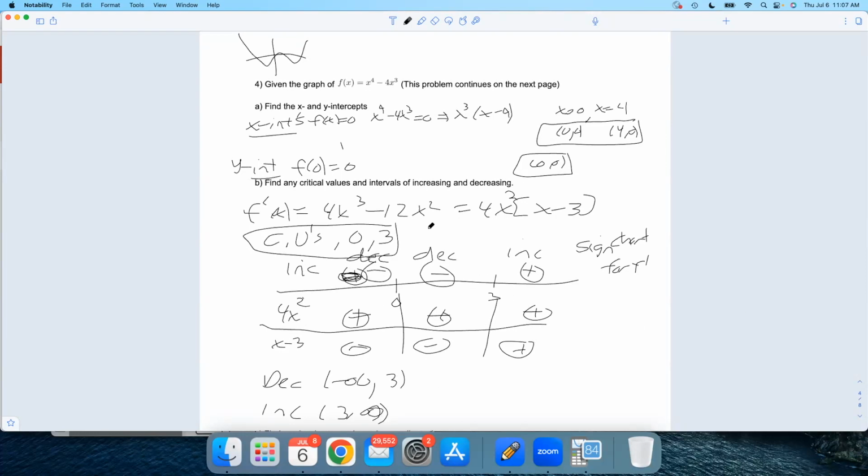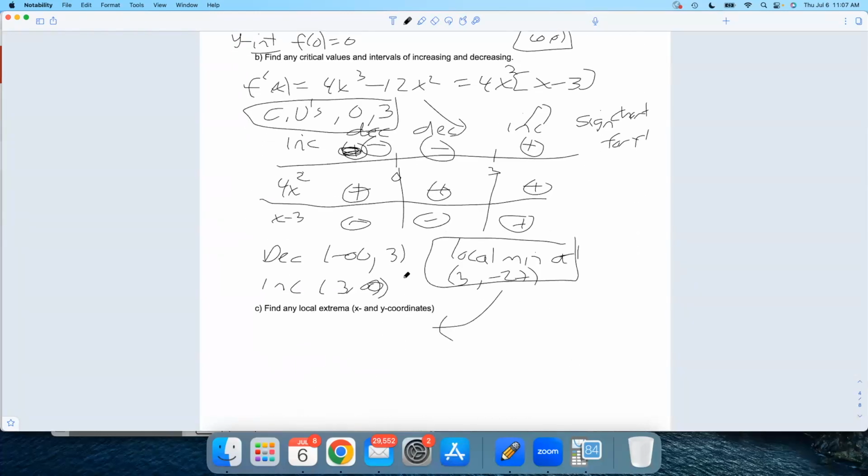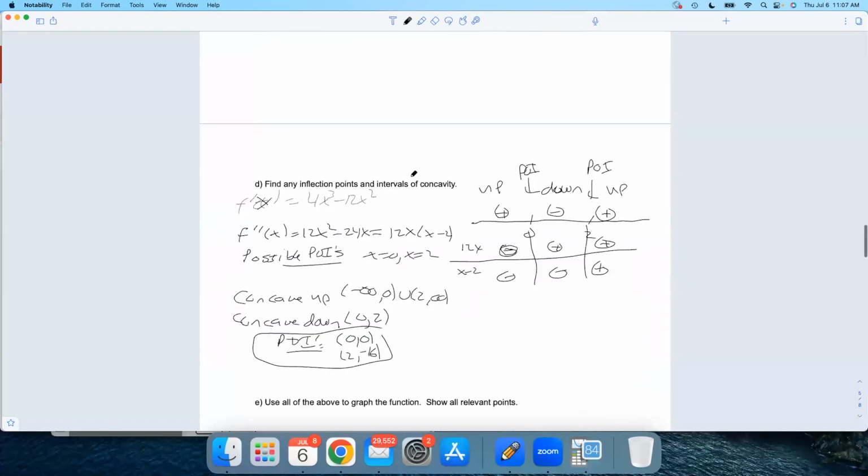I'm going downhill here and uphill here, so I've got a local min at 3, comma, and if you plug that in, you get negative 27. I already checked that. Okay, and there's my local extrema. This guy here is going to be a saddle point. This is where we change concavity, but don't have a local max or min.